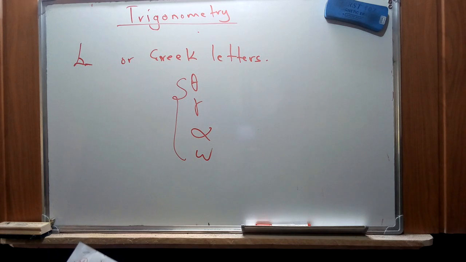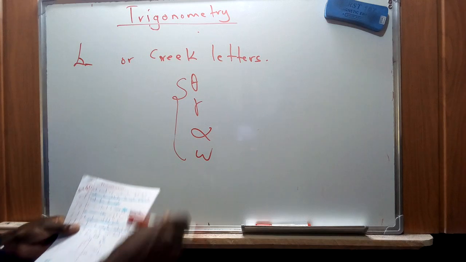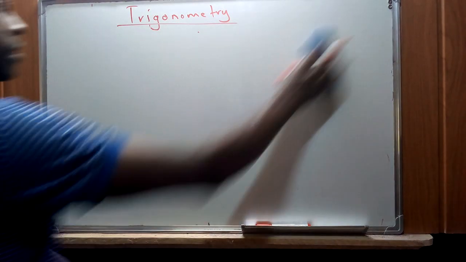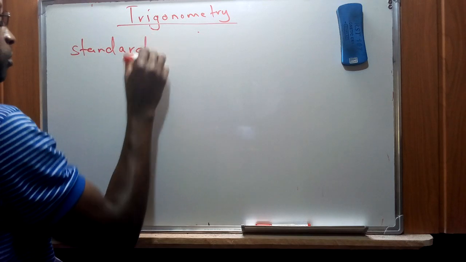So these are some of the notations that we are going to use in trigonometry in trying to imply angles. So we're going to see the concept of a standard angle. Now that we have said what an angle is, the intersection between the two rays.